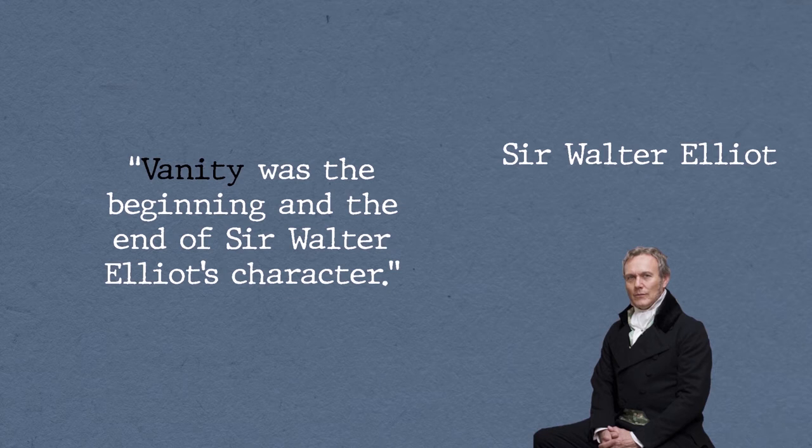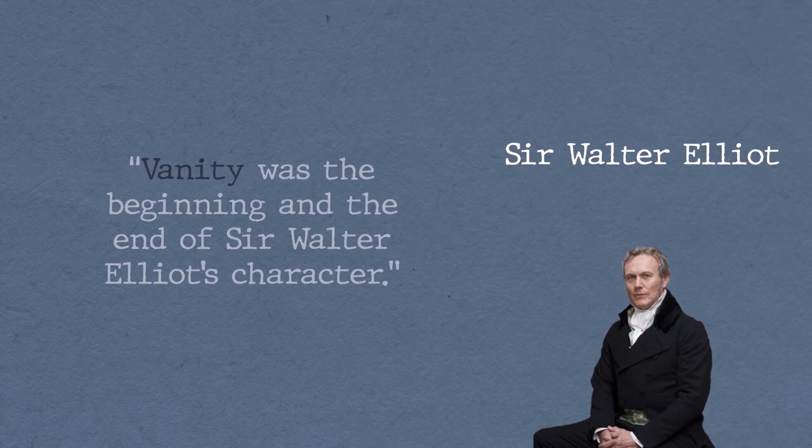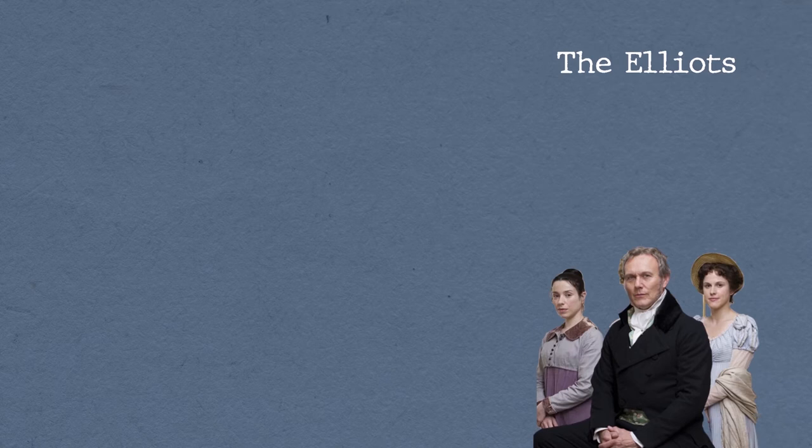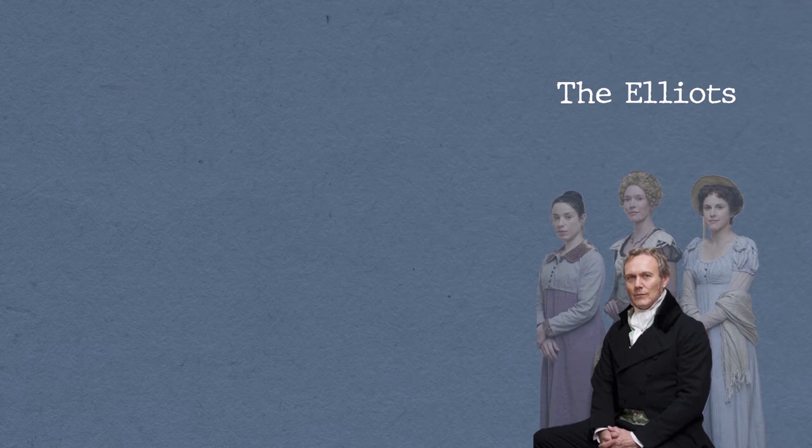It's a harsh judgment, but at this point, we're still standing firmly in the camp of third-person narration. Sir Walter is definitely not self-aware enough to consider himself vain, and there's nothing very emotive or personal about the sentence. Austen sticks with this third-person style for the next couple of paragraphs, but something interesting happens when we move on to the rest of the Elliot family. Sir Walter's obsession with status and rank begins to subtly infect the third-person narrative. Sometimes this comes through almost unnoticeably, with the use of one well-placed word.